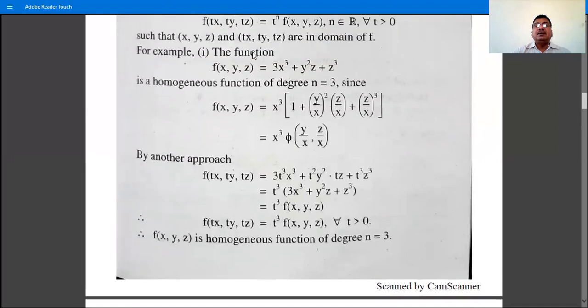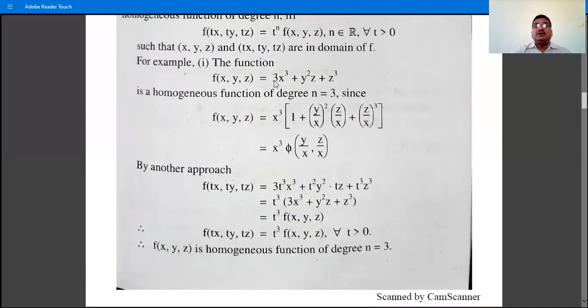So for example, this function f(x,y,z) is equal to 3x cube plus y square z plus z cube. This is a homogeneous function of degree 3 because there are 3 terms, and if you observe the first term, the power of x is 3, power of y is 0, power of z is 0, and so addition of powers of x, y, z is 3. In the second term, power of x is 0, power of y is 2, power of z is 1, and therefore addition of powers of x, y, z is 3.